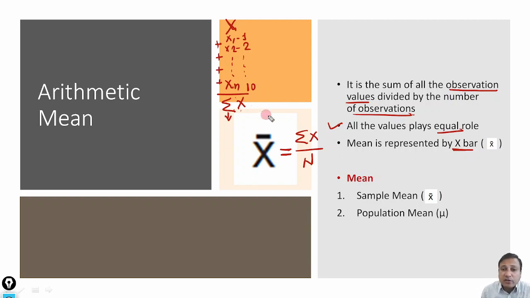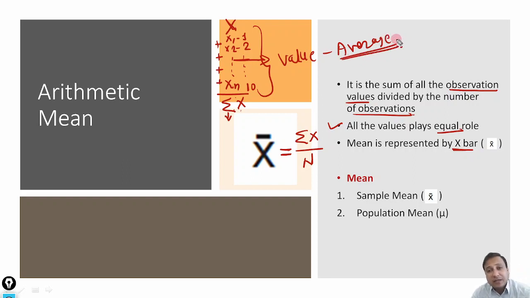Now if I divide summation x by n, I'll get a particular value, and that value will represent the center of this data. This value will represent the whole data, and this value is also known as the average value. What does that mean? We'll see using one example in a few upcoming slides.